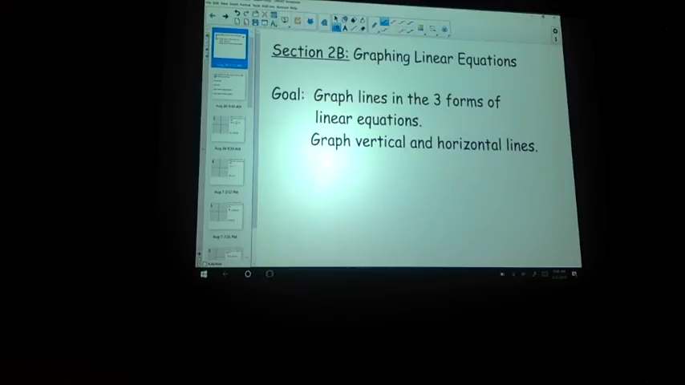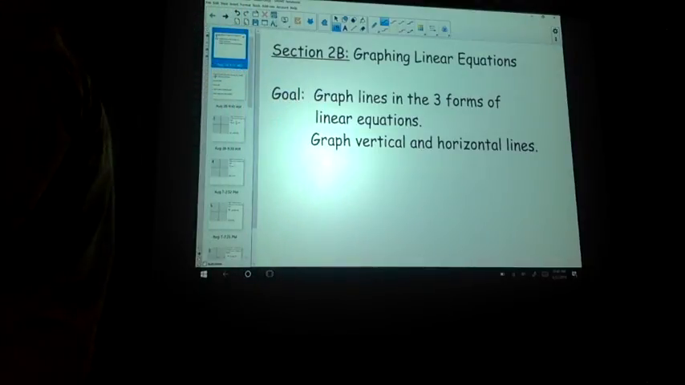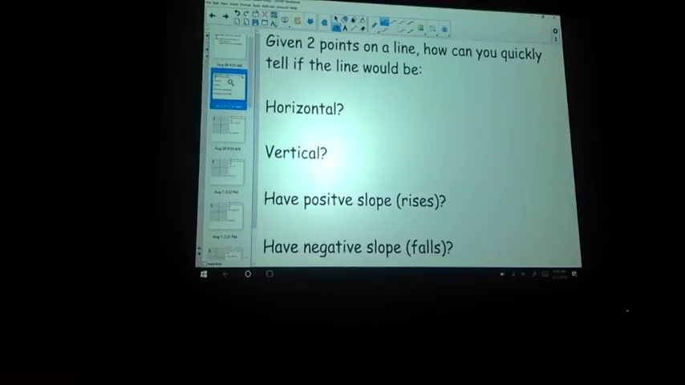Tomorrow already. All right, graphing linear equations, graph lines in three forms. So you have slope-intercept form, point-slope form, and standard form. So let's run through these. This should be somewhat of a review from Algebra 1.